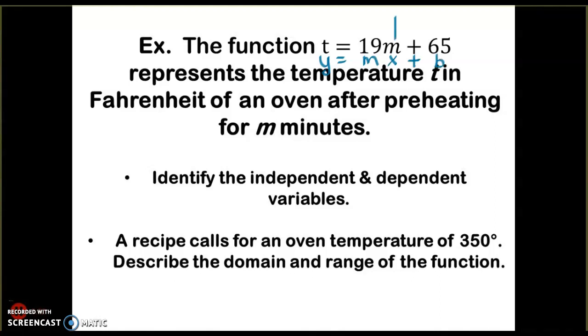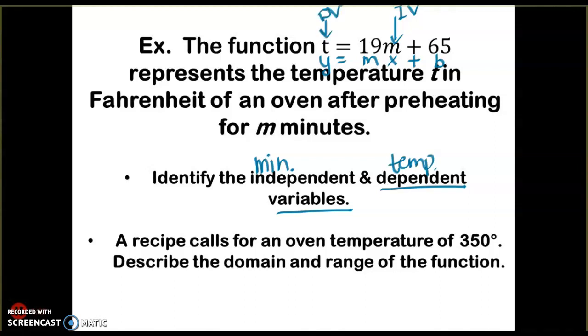your x values are always going to be associated with your independent variable. So my independent variable here is the minutes of preheating. That is something that can stand alone. That doesn't really matter, it's standing alone. So this is minutes. And then we talk about our dependent variable. Well, the temperature depends on how long the oven has been preheating for. So that is my dependent variable.